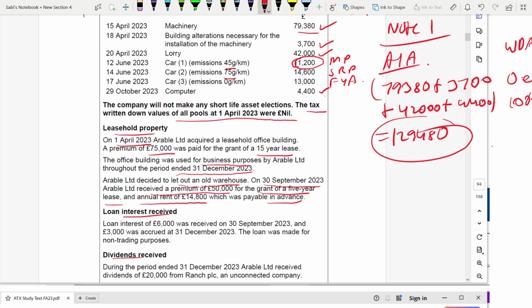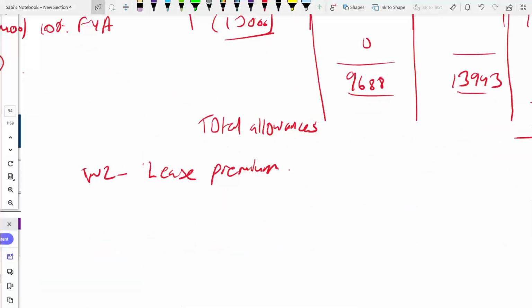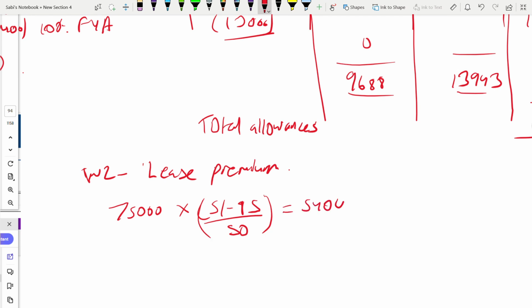So now, first let us do it for the 75,000 lease. So this is the working. When I taught you lease during income tax, this was the formula, do not forget that: premium into (50 minus 15 years) divided by 50, equal to 54,000. This is the lease premium.